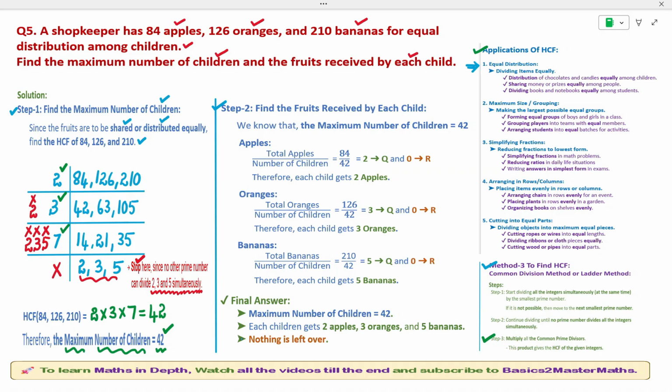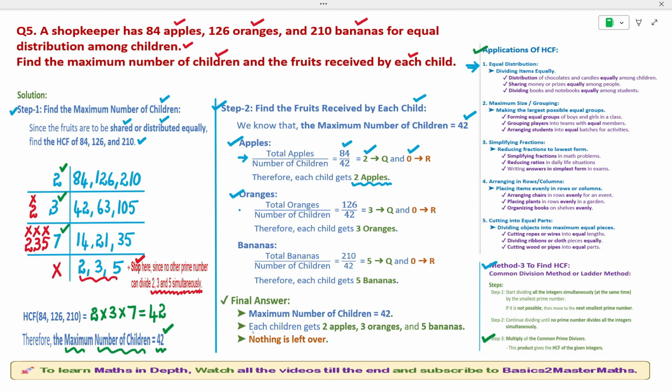Step 2. Find the fruits received by each child. We know that the maximum number of children are 42. So, total apples divided by number of children. That is 84 divided by 42 gives you 2 as the quotient and 0 as the remainder. Therefore, each child gets 2 apples.